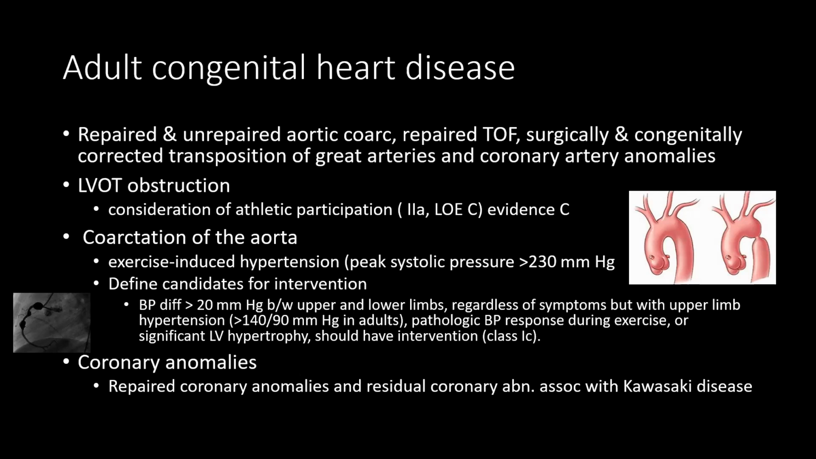For coarctation of aorta, we look for exercise-induced hypertension, peak systolic blood pressure greater than 230 millimeters of mercury, and that defines the candidates for intervention. We look for a blood pressure difference greater than 20 millimeters of mercury between upper and lower limbs, regardless of symptoms, but with upper limb hypertension, that means blood pressure greater than 140/90 in adults, pathological blood pressure response during exercise, or significant left ventricular hypertrophy that would require an intervention. It's a class 1C indication.